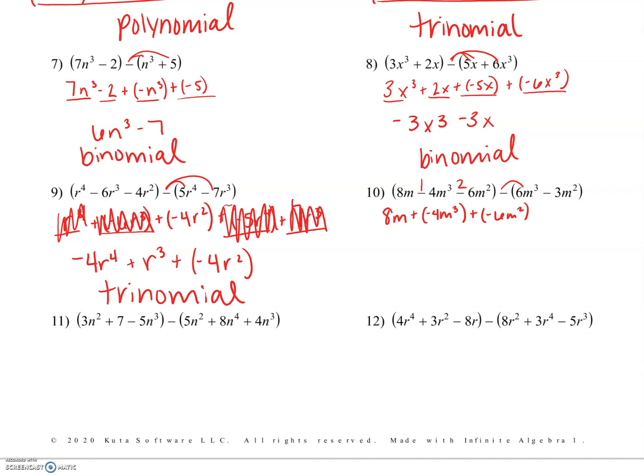Now let's distribute this through. So we're going to add negative 6m cubed. And a negative times negative would be a positive 3m squared.